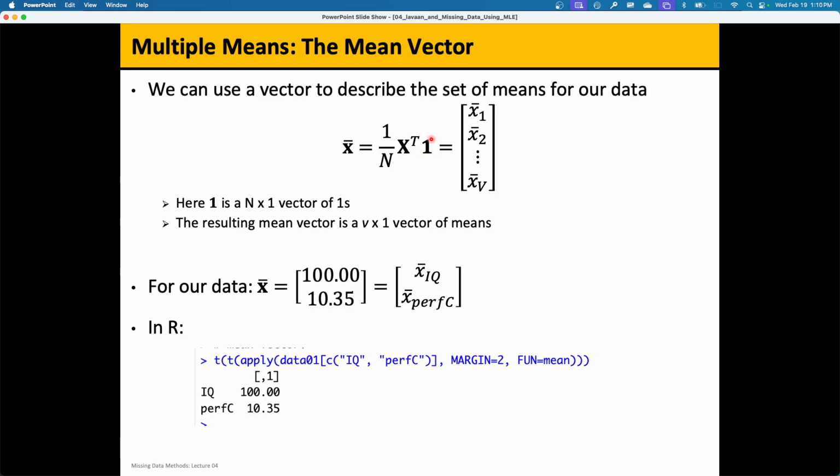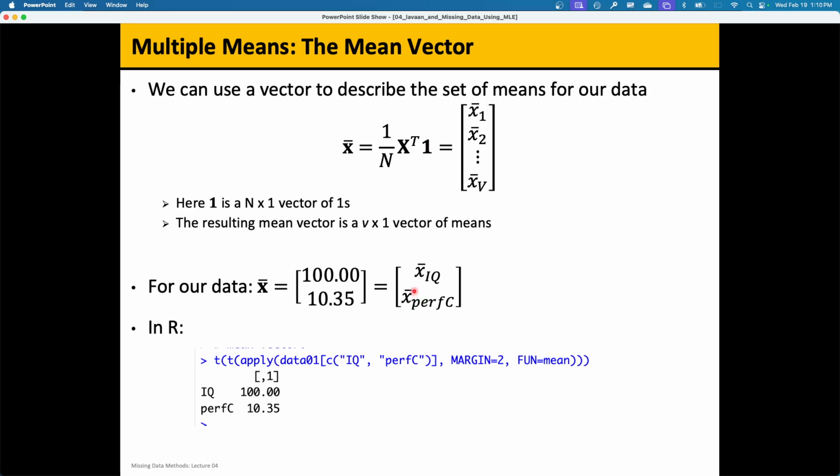The size of 1 is n by 1. So we can multiply them together because the number of columns of X transpose, n, is equal to the number of rows of 1, n. The resulting matrix then will be a 2 by 1 matrix, which is this down here.